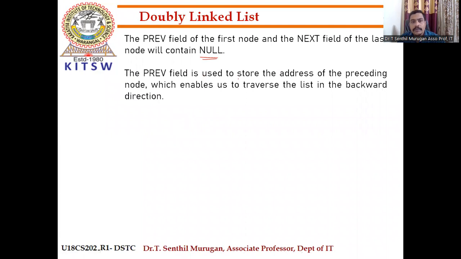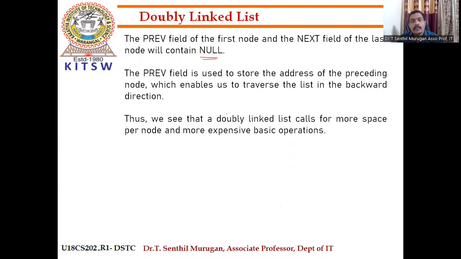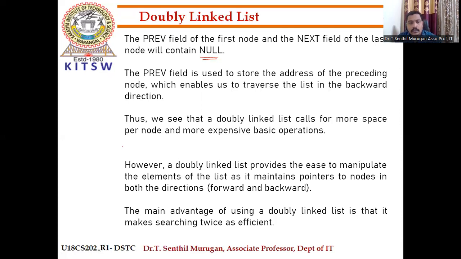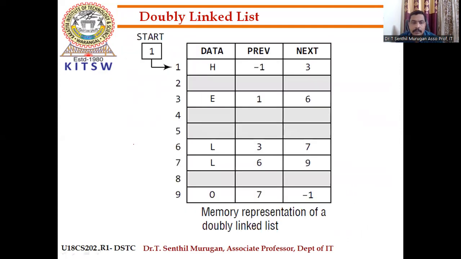The previous field is used to store the address of the preceding node, which enables us to traverse the list in the backward direction. But at the same time, a doubly linked list calls for more space per node and more expensive basic operations. Why? Because it has forward and reverse directions, and each node has to maintain the address of the previous node and next node. The advantage of a doubly linked list is that we can search for an element twice as efficiently, in the forward or reverse direction.